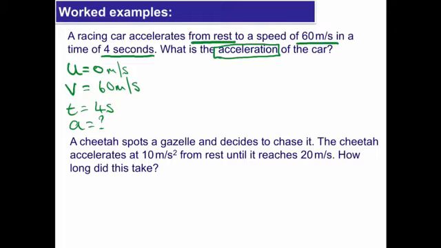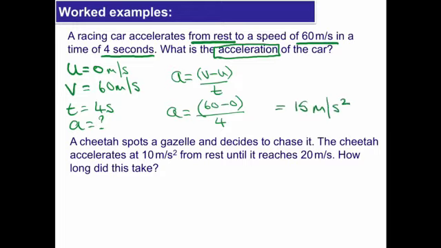Then, next step is to write down the equation and substitute in the numbers that I know. Now the brackets are important here, make sure you don't miss them out, especially make sure you put the brackets in if you're using your calculator. So if I work that out, if I do A equals 60 minus 0 divided by 4, I get 15, and I'll remember to write down the units, meters per second squared.